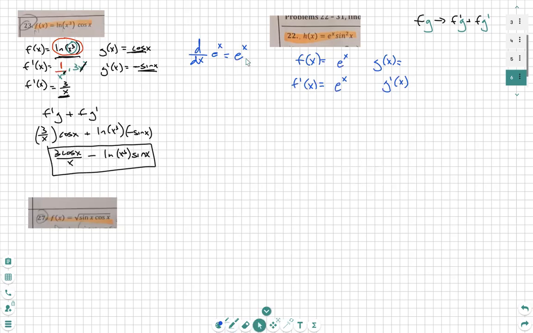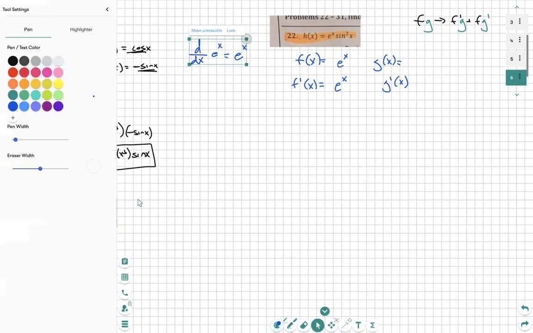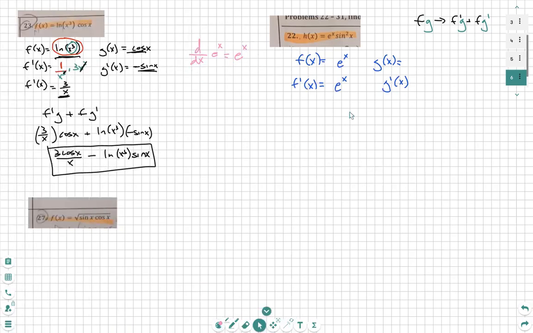We should make that a different color. Let's put that into pink. Make it pop out. All right. And then g of x in this situation is sine x squared. Now recall that sine squared x can be rewritten as sine x squared. I like to rewrite the exponent on the outside so you can clearly see the chain rule.